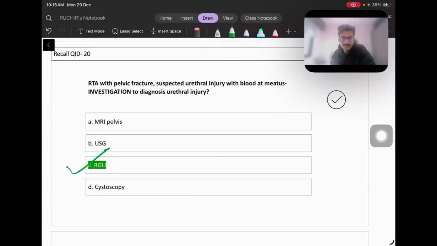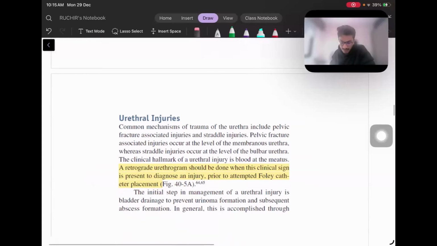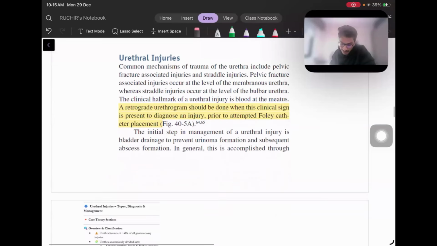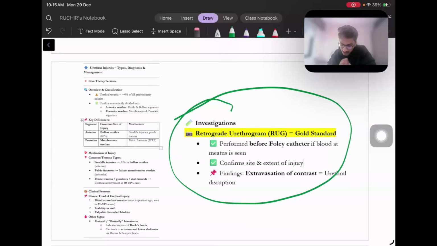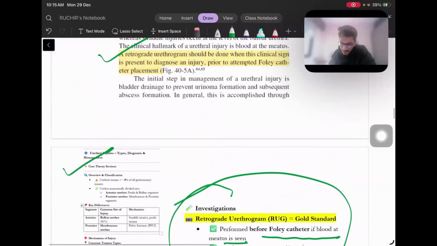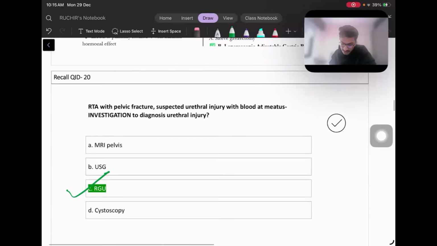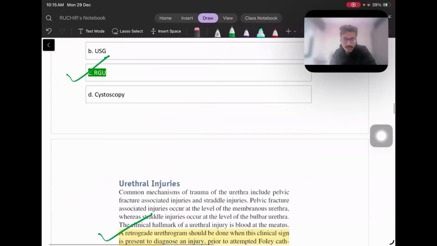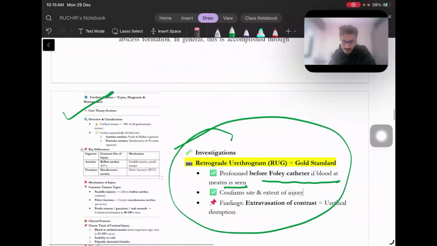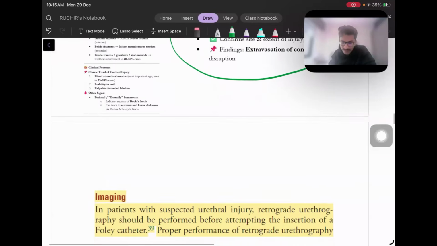Again, this is very typically mentioned in all the books about the diagnosis, and we have also clearly mentioned that RGU is the gold standard for urethral injuries in our notes. Remember, it should be done before Foley's if blood at meatus is seen, and this is why the answer is RGU for a suspected urethral injury. This was very clearly taught in all our classes and mentioned in the notes.